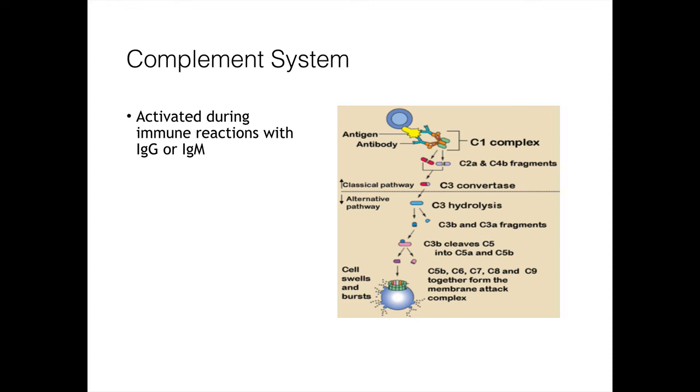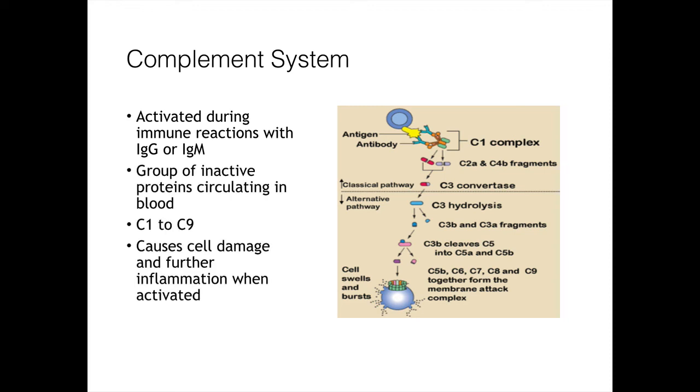So what you're going to want to remember is the complement cascade is activated during immune reactions. Usually it's IgG or IgM, sometimes IgA aggregates for the alternate pathway. The proteins are inactive in the blood, but they get activated as a result of one of these two pathways. So the proteins go from C1 to C9. You don't need to remember all of those. Don't memorize that picture.